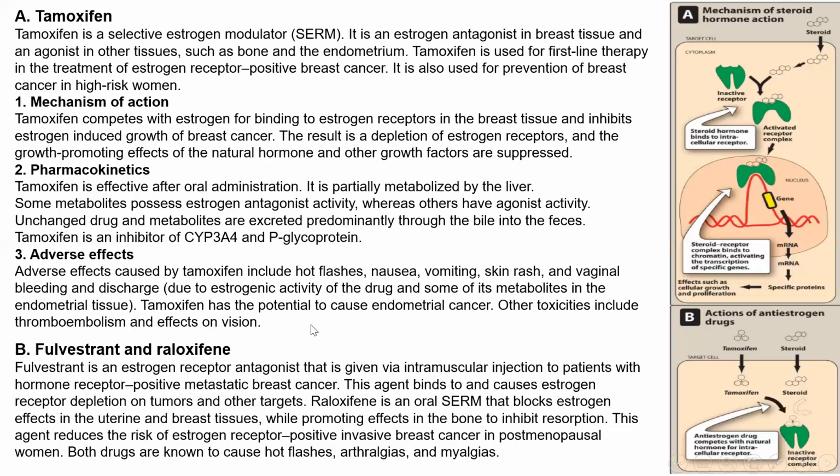Also, tamoxifen has the potential to induce endometrial cancer, because it is an antagonist to the estrogen receptor maybe in the breast tissue, but not in the endometrium. Other toxicities, as we said previously, could be related to the high level of estrogen. It is thromboembolism. Then we have two other agents, fulvestrant and raloxifene.